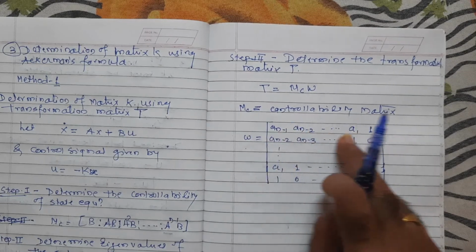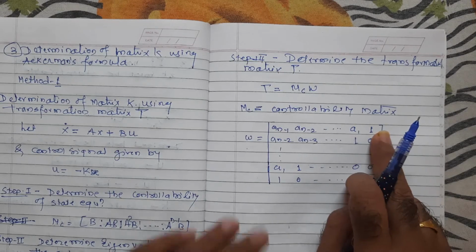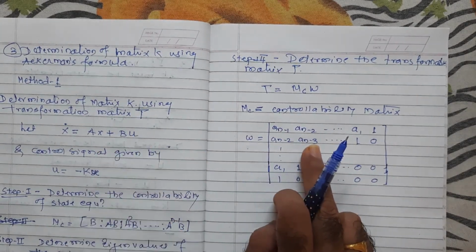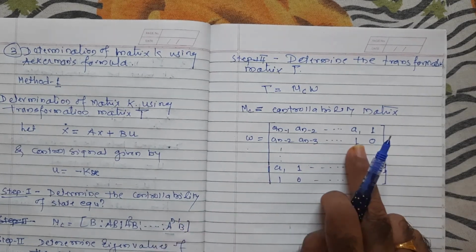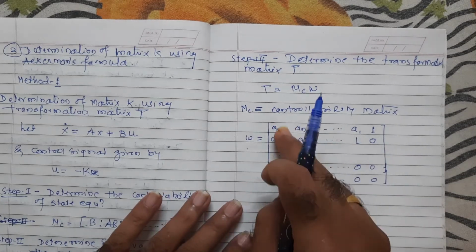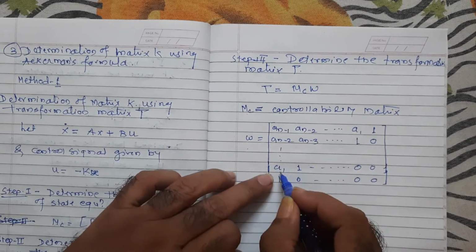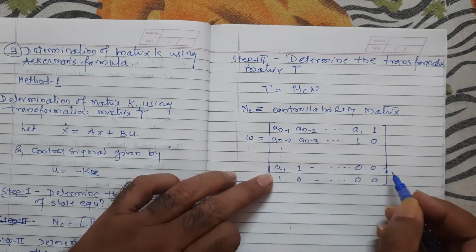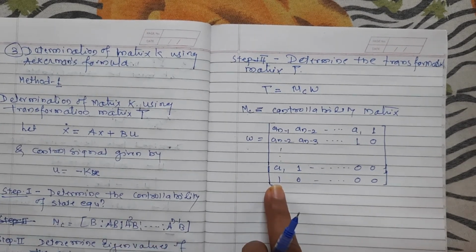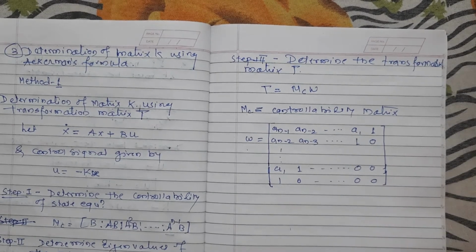Then we will have these ones up to a1, and the last term becomes 1 in that row. Then the second row will start with a_{n-2}, then we have a_{n-3} like these ones. Then the second last one is 1 and the last becomes 0. So we come down like this. The last but one row becomes a1, then the next one is 1, and all the elements are 0, 0, 0. And in the last row, the first element becomes 1 and the rest of the elements are 0, 0, 0. All the positions become 0, 0, 0.